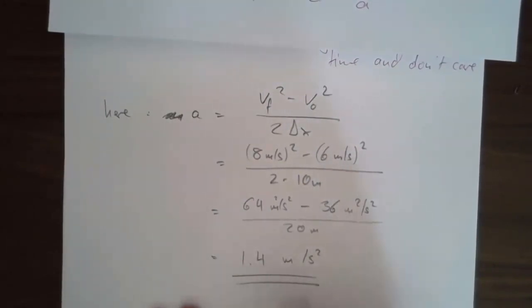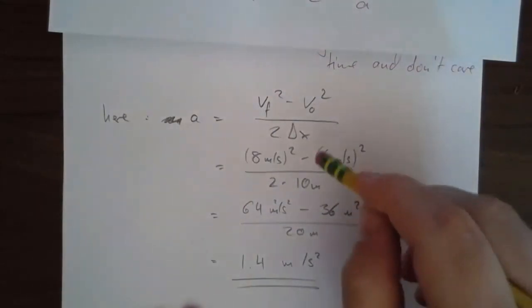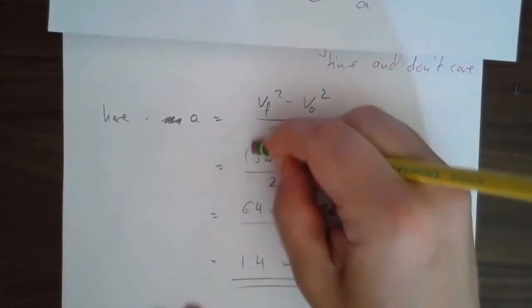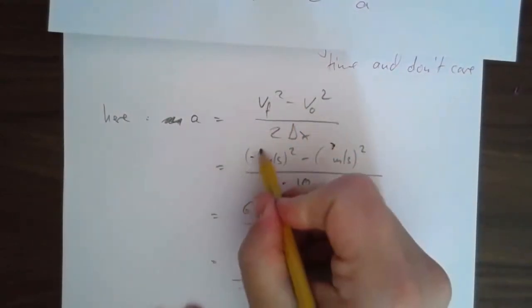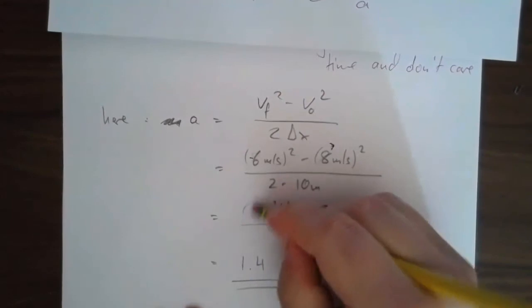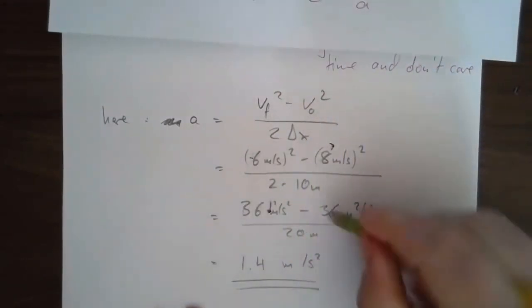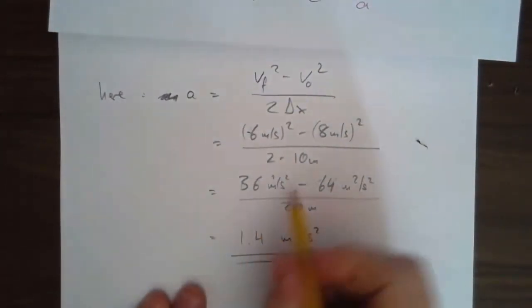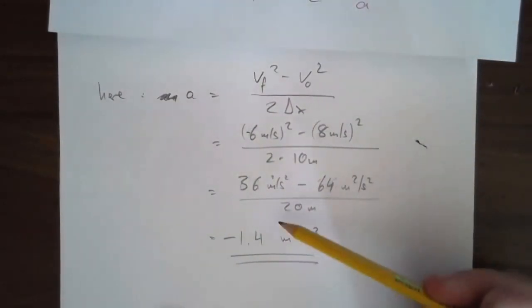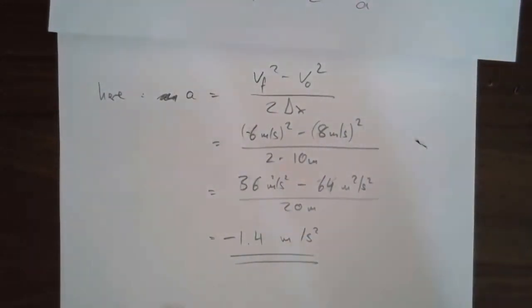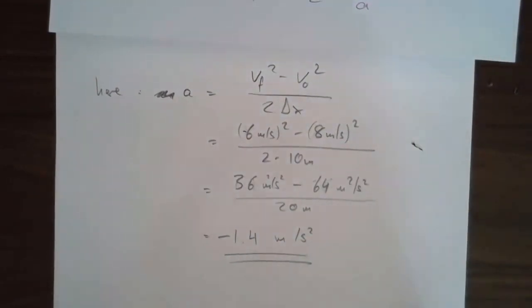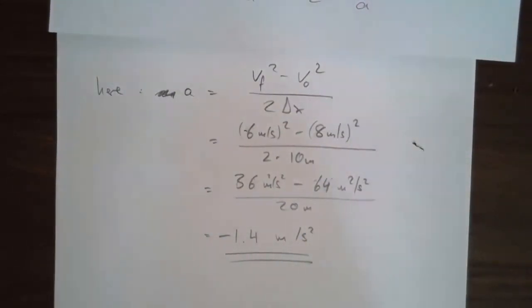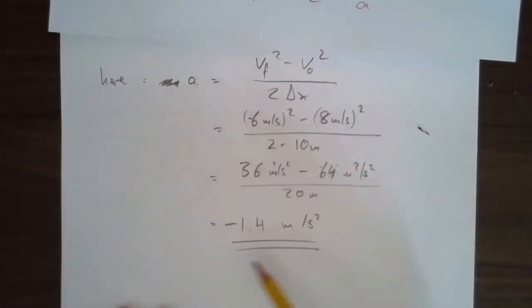That's my answer. Except, oops, I made a grand mistake. I should have said it the other way around. Hopefully you caught on, you were confused. That's fantastic. That means you were paying attention. This was 36. This was 64. Because it's final minus initial, and the final one is 6. And so that makes this just minus 1.4. I caught the mistake right away because, remember, right at the beginning, I had said we expect the acceleration to be negative because it's going from positive 8 to positive 6. So we need negative acceleration. All right. Done. We've solved it.